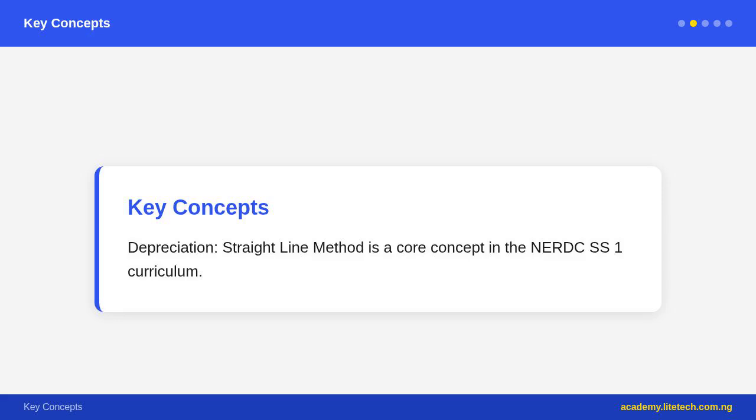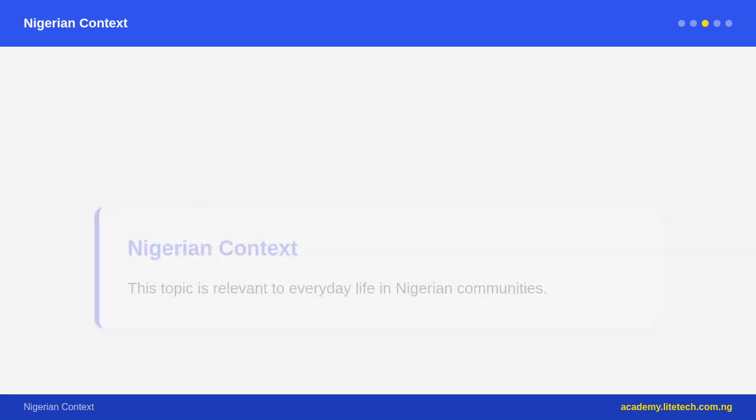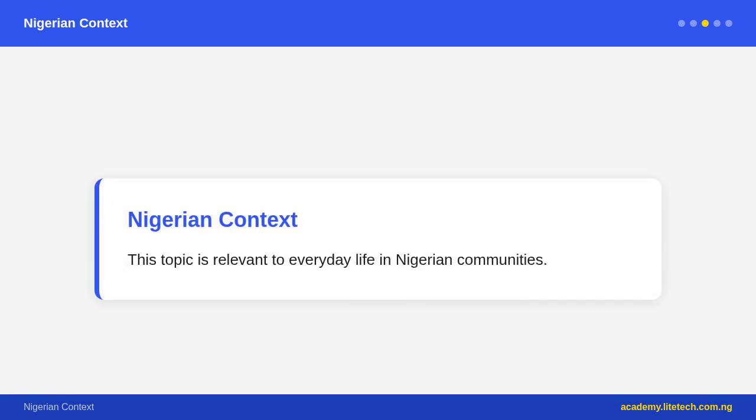Worked example 2. Equipment costs 2,400,000 Nigerian nairas. Residual value equals nil. Useful life equals 4 years. Rate equals 100% divided by 4 years, equals 25% per year. Annual depreciation equals 2,400,000 Nigerian nairas x 25% equals 600,000 Nigerian nairas per year.